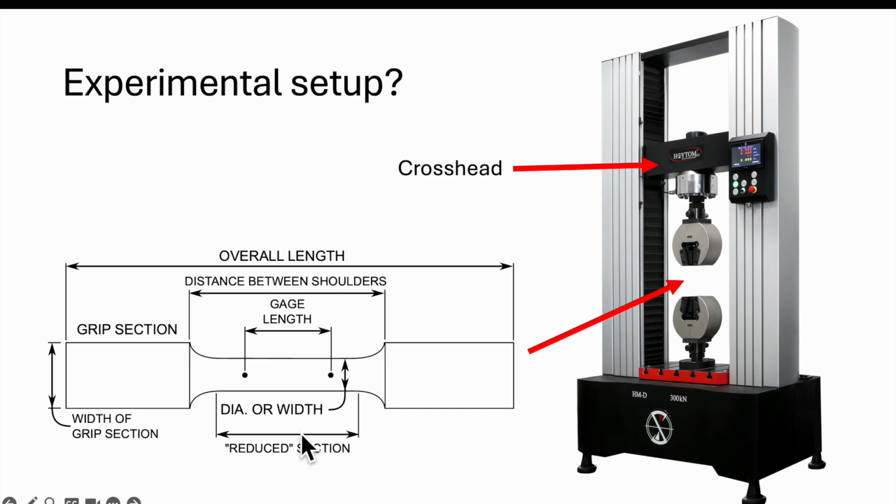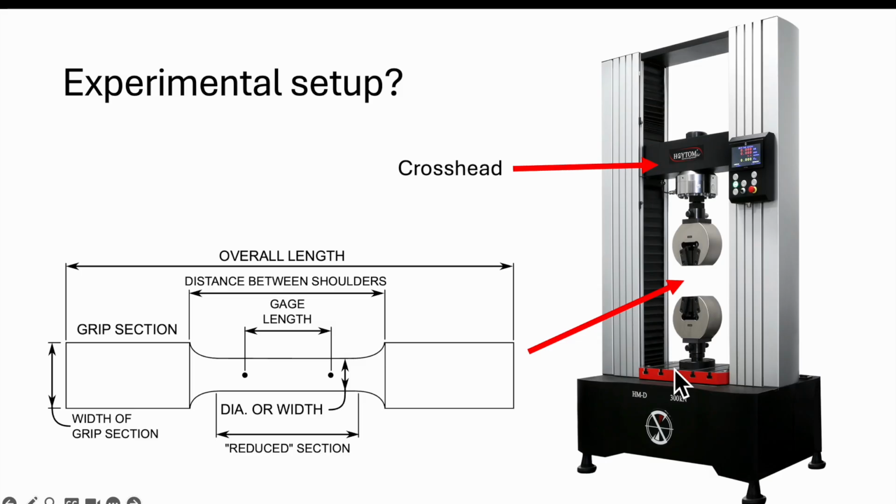So we can get the diameter or the width depending on the cross section. We have a reduced section, and importantly, we have something called the gauge length. This is the initial length that we're going to talk about in this case. All right, so if you recognize these parts from the test that you've conducted, great.